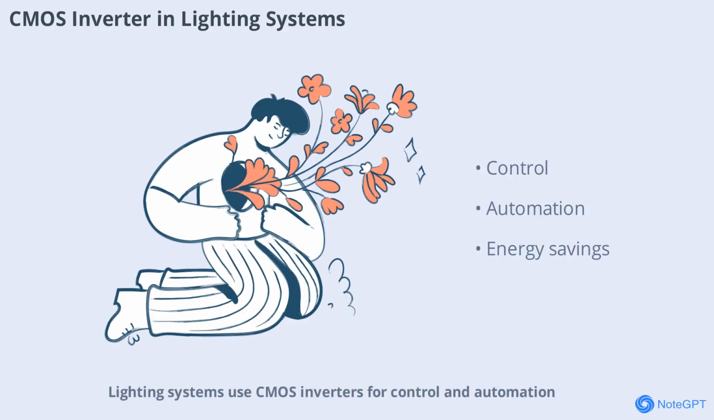Lighting systems use CMOS inverters for control and automation. Their reliability ensures efficient operation and energy savings. We'll see how CMOS inverters enable smart lighting solutions in homes and businesses.